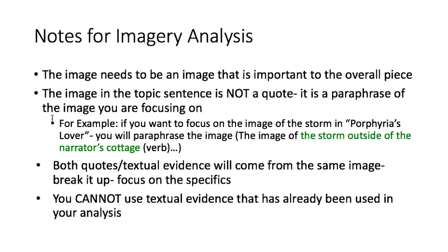So it's a paraphrase of the image. So for example, if you want to talk about the image of the storm in Porphyria's Lover, you would paraphrase it in this form: the image of the storm outside the narrator's cottage, and then go into the rest of your topic sentence. Both pieces of textual evidence will come from the same image. Like I said earlier, break it up. Focus on the specifics. There's so much going on.